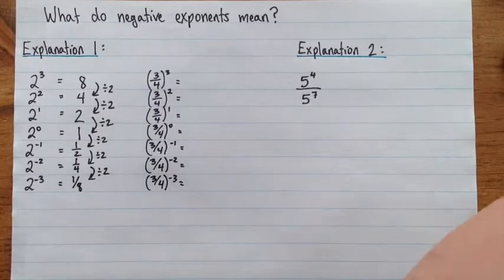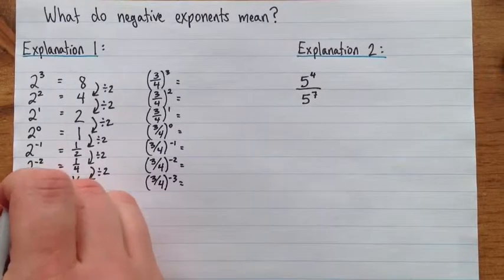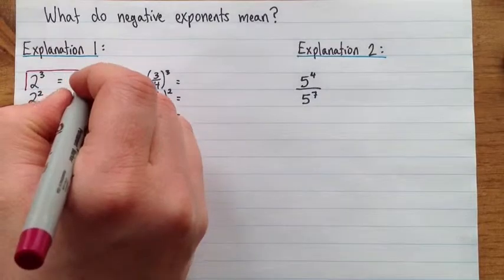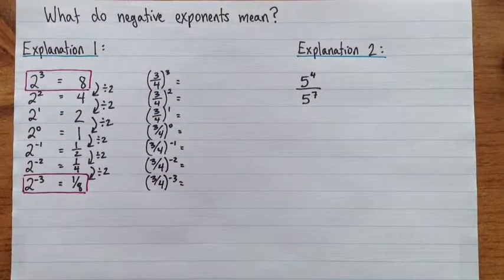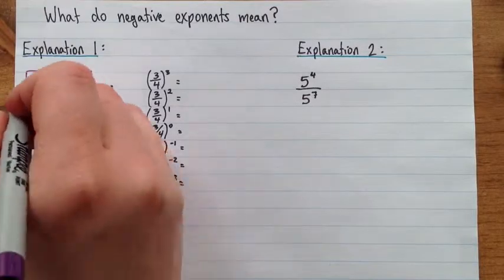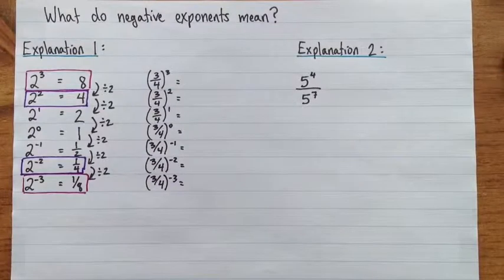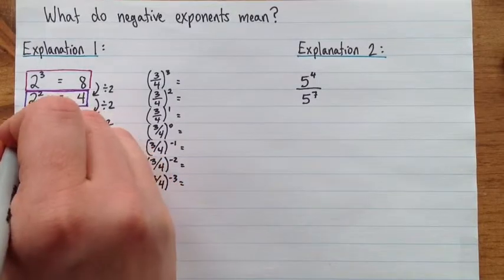But just take a look at this. If we look at, say, 2 to the negative 3 and compare it to 2 to the exponent 3, look at what those numbers are. And then 2 to the negative 2 compared to 2 squared. And 2 to the negative 1 compared to 2 to the exponent 1.